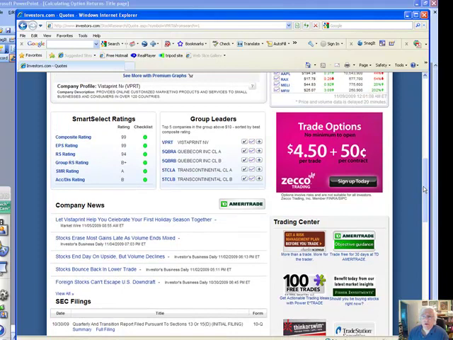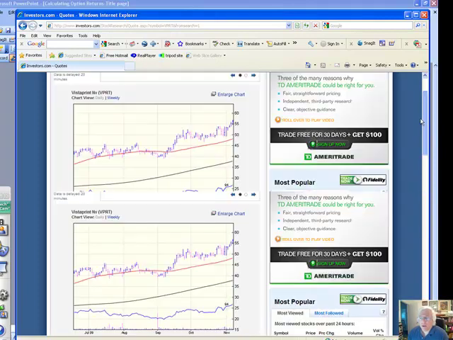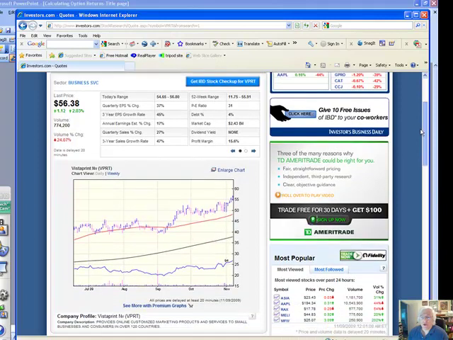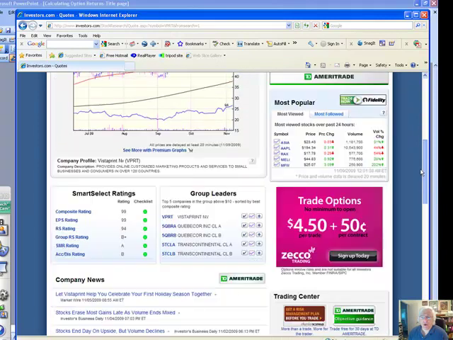Now, once we have found the stock and we want to start evaluating it fundamentally and technically, we go to the IBD website, investors.com, which does require a membership. And once we get to the quote page, we scroll down. We're going to look at VPRT first.